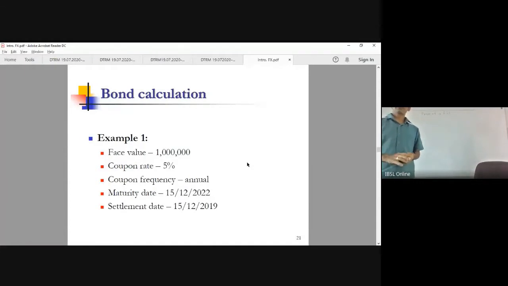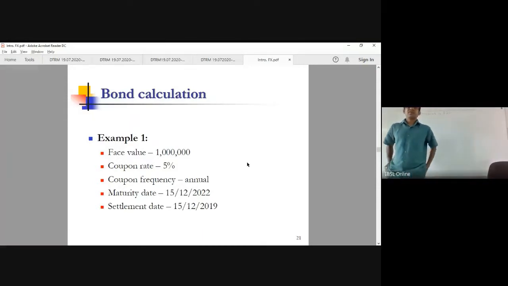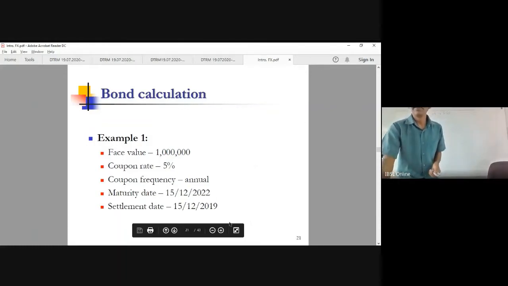So we'll consider this example. We take this example and try to work out. Face value is 1 million, coupon rate 5%. The bond is maturing on December 15th, 2022. The settlement date is 15th December 2019.